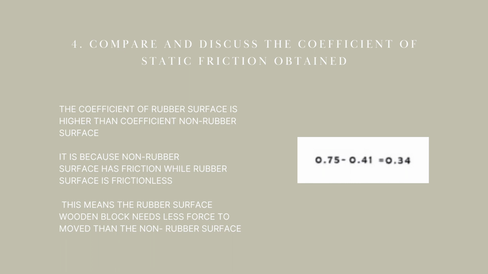So, the coefficient of the rubber surface is higher than the coefficient of the non-rubber surface. It is because the non-rubber surface has friction while the rubber surface is frictionless. This means the rubber surface of the wooden block needs less force to move than the non-rubber surface.